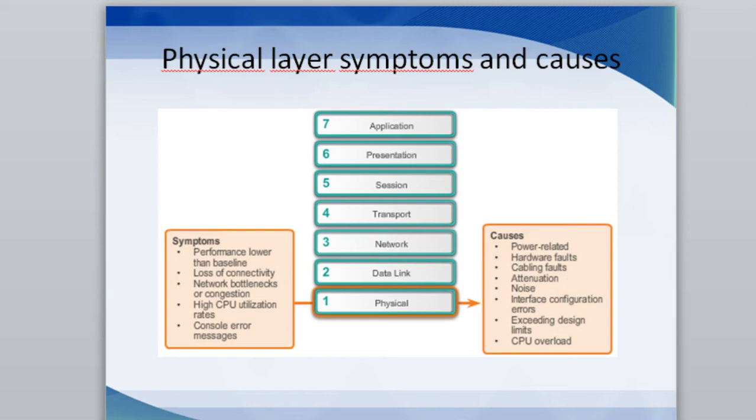What is happening that involves the physical layer? Well, maybe your performance is lower than what the baseline told you. Perhaps you are losing connectivity, there are bottlenecks on your network, console error messages are appearing. What could be the cause of this happening? Well, it could be power related. Your devices are not receiving enough energy.